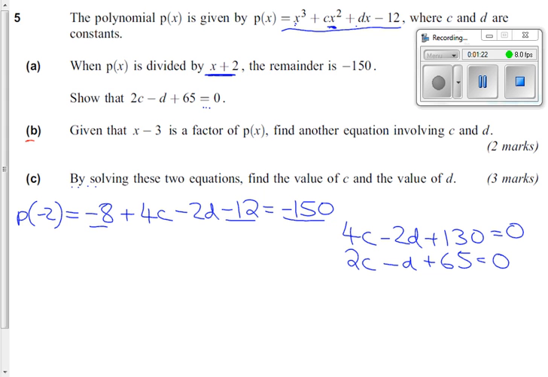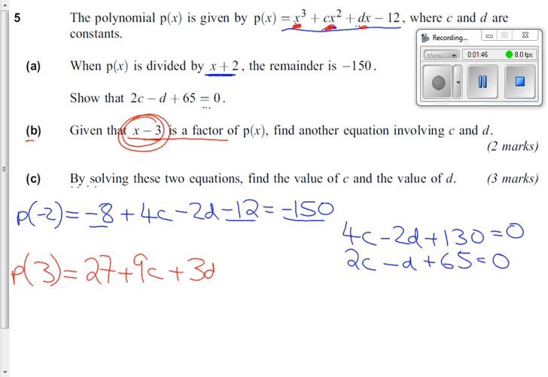When we go to try and get the second, we're now told that this is a factor. So if it's a factor, the number we're putting in, what makes that 0? That's 3 makes that 0. We're putting in the number 3. Off we go again. 3 cubed makes 27. 3 squared here makes 9, so we've got 9 c's here. 3 into this makes 3 d's there. And then it's minus 12. And this time that equals 0.